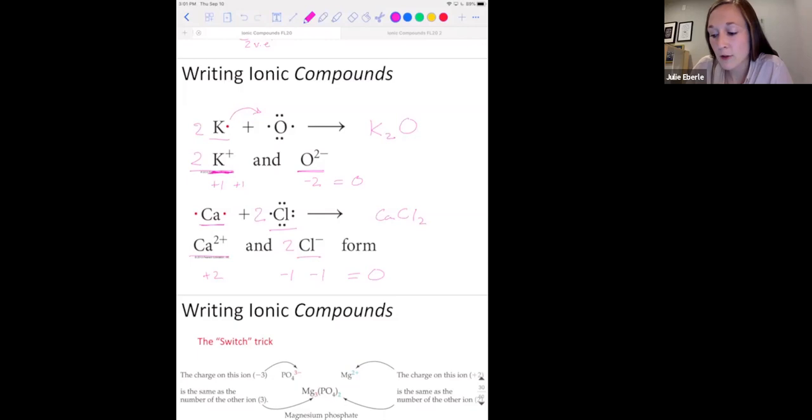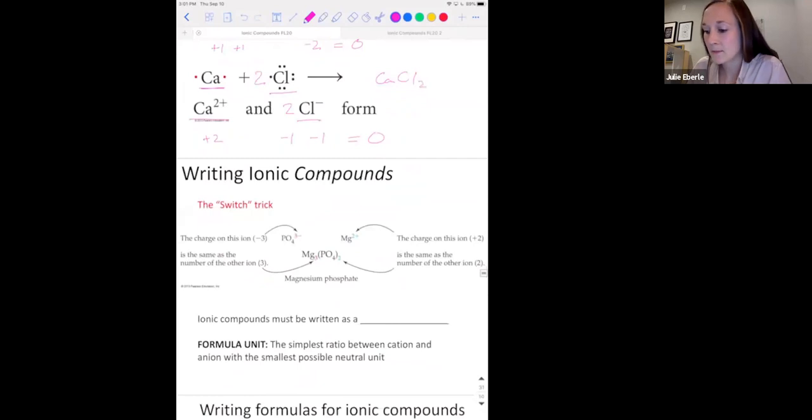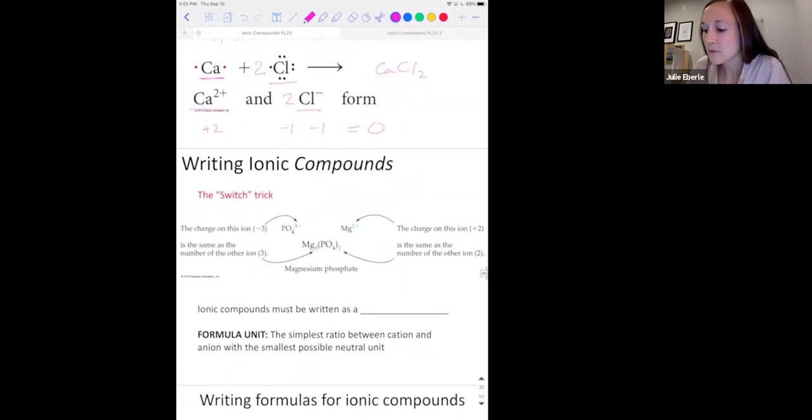Now, there's what I call the switch trick to help you out with this, because sometimes it won't be very straightforward. Sometimes it's a little more complicated. So this is called the switch trick, or whatever you want to call it. But basically, we can look at the charge on our cation or our anion, and the number there tells us how many of the other kind of ion we need. So let's look at an example.